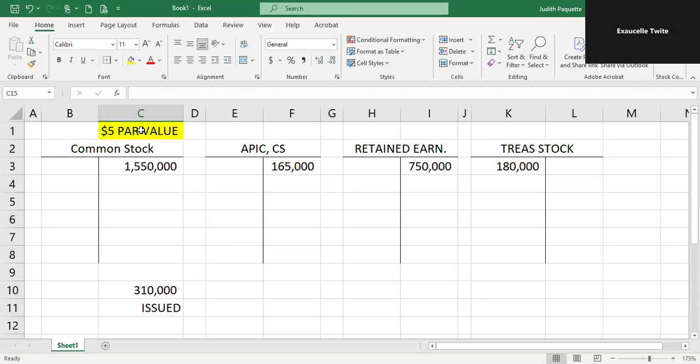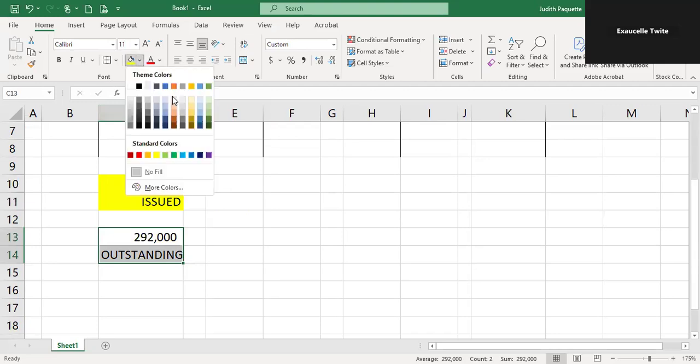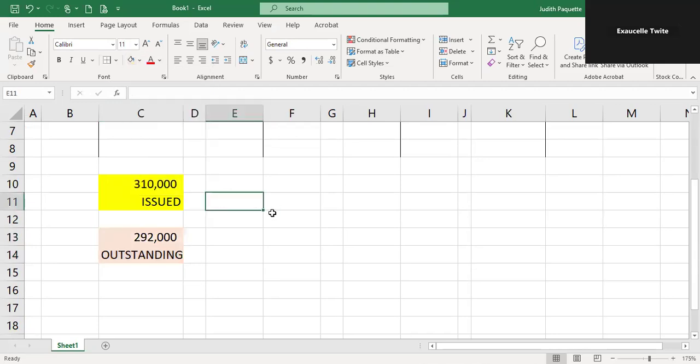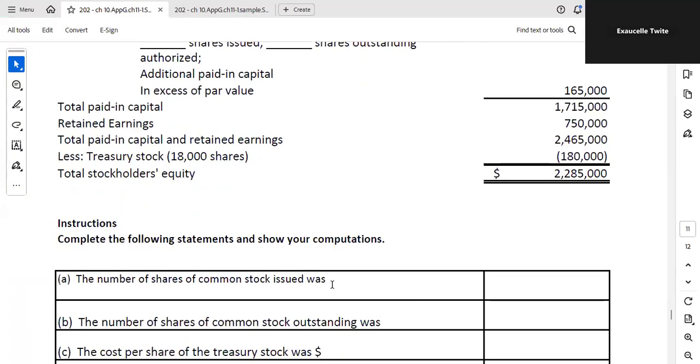So number of shares issued is still 310,000. That doesn't change. Treasury stock is still considered issued. It's just being moved around a little bit. But we only have 292,000 outstanding. It's just important you understand that. So then we go on and we say number of common shares issued, 310,000, outstanding 292,000.